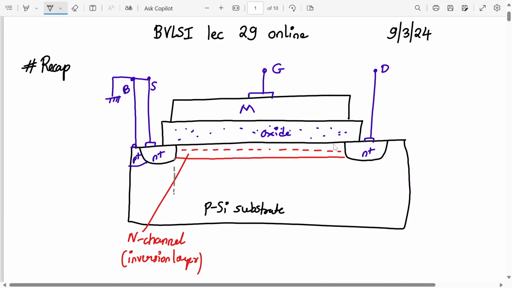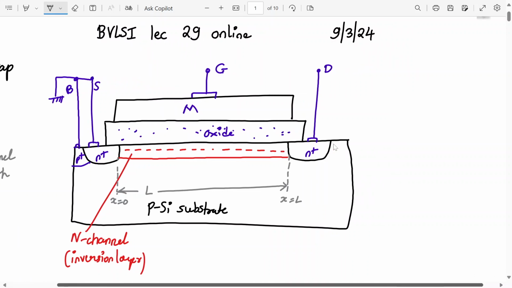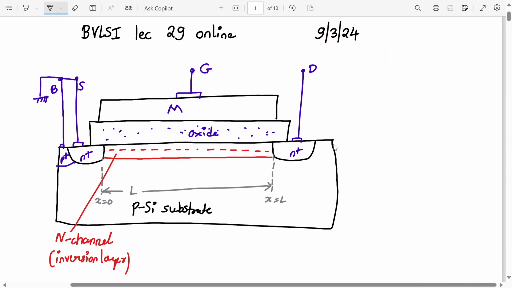So this is x equal to 0. This is x equal to L. So this distance is my channel length L. So L is my channel length, which is an important design parameter. Okay, so let us discuss what all things we have discussed yesterday so far.